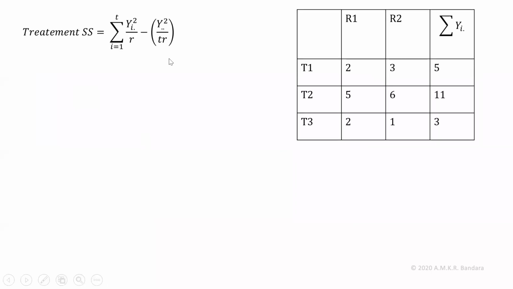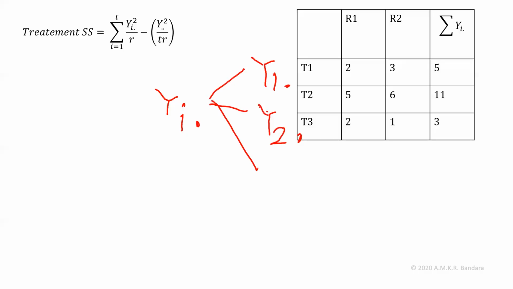treatment sums of square. In order to find the treatment sums of square, you know the formula. Here, first you need to find the yi dot. Since we have 3 treatments, first it will be y1 dot, second y2 dot, third y3 dot. We have only 3 treatments. So y1 dot means first treatment total.